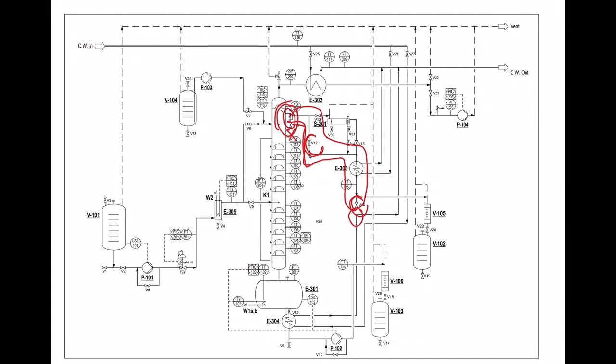Then don't forget to switch the reflux divider back to the original setting. Okay, that one for the top side, for the top sampling. Okay, now we go to the bottom sampling.